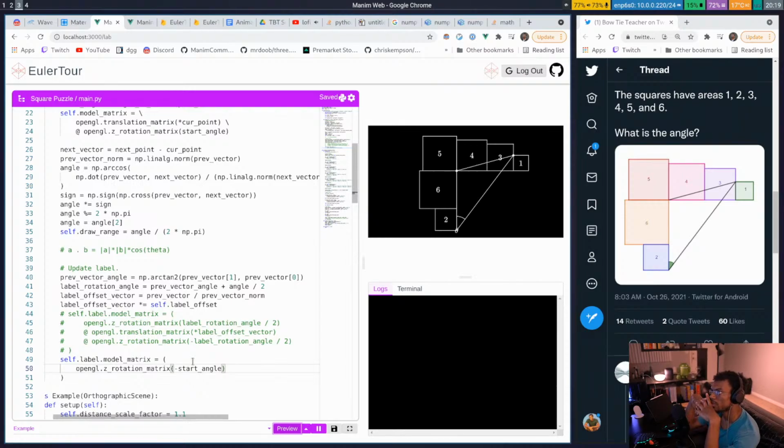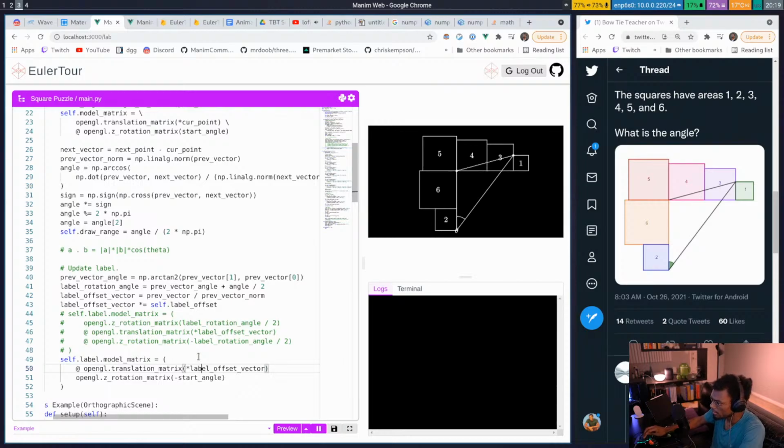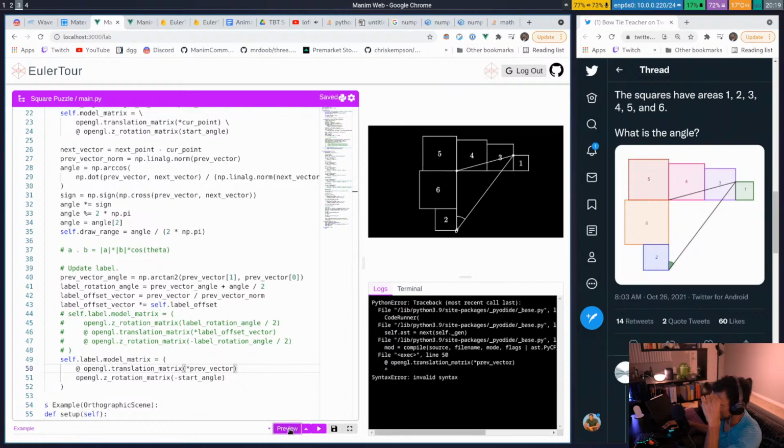And then the question is how much to translate it by? Or what's the right vector? I want the vector pretty much prev. The prev angle rotated by theta over 2? I guess this is why I translated it. Okay, let me try this. Translate it by the pre-vector. I like this.